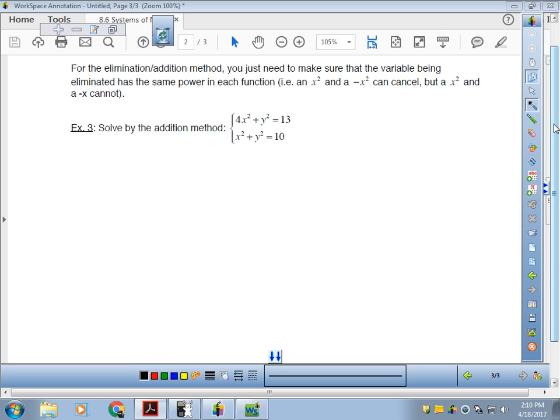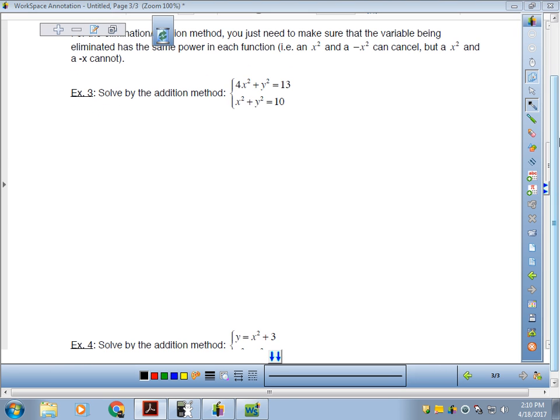So in our next 2 examples, we're going to look at trying to do some of these by the elimination method. So here in example 3, we are told to solve by the addition method, which is the elimination method. We have our system 4x squared plus y squared equals 13, and x squared plus y squared equals 10. I think what I'm going to do is leave this top equation alone, 4x squared plus y squared equals 13. But for this bottom equation, I'm going to multiply through by -1.